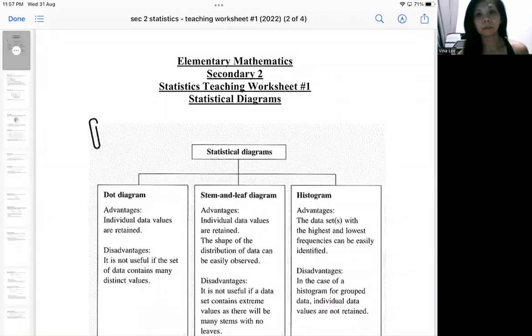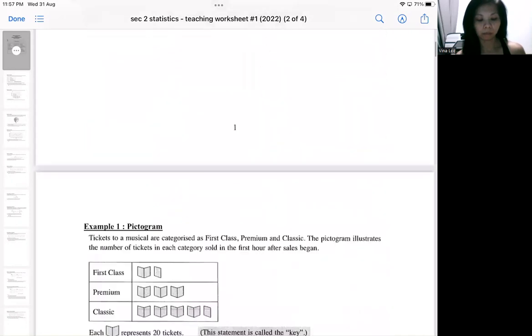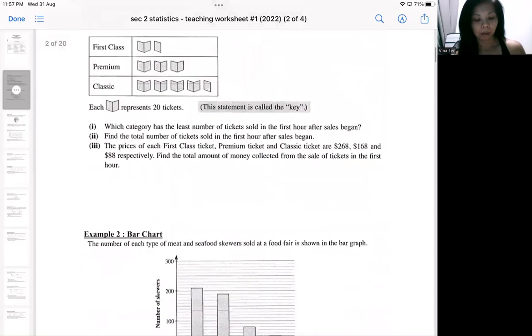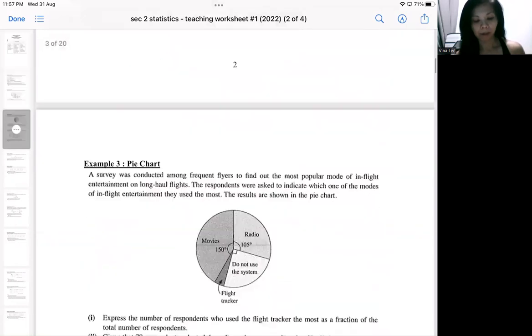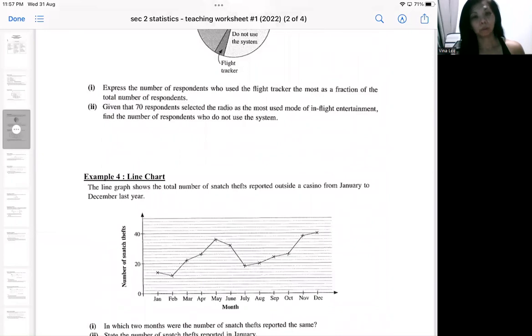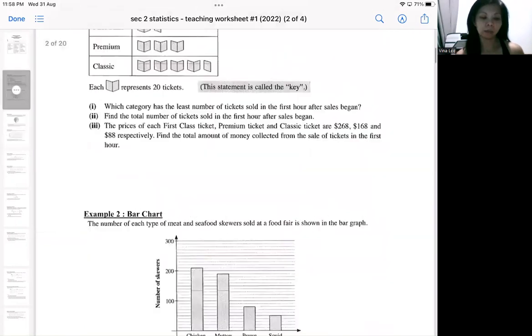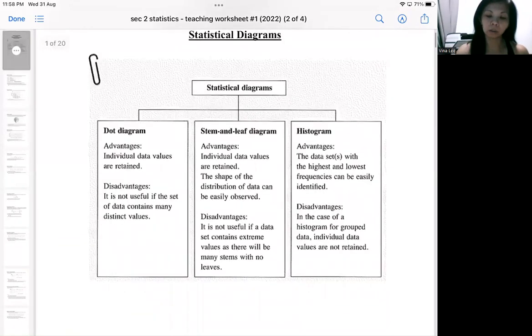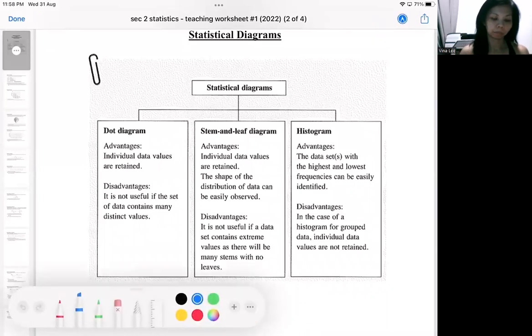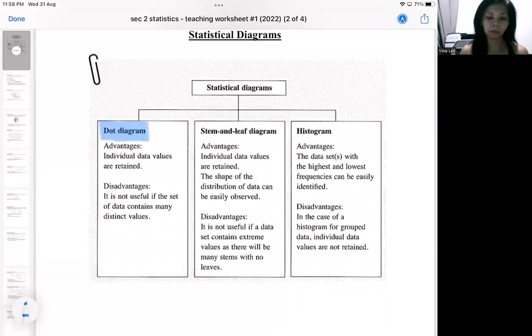For this topic, statistics. Okay, so this one is an extension of whatever you learned in Sec 1. In Sec 1, you learned about the pictogram, bar chart, pie chart, and line chart. You can use a 4 example to revisit. So we are going to add on to the things that you learned in Sec 1. We're going to add on something called the dot diagram, and we're going to add on stem and leaf and histogram.